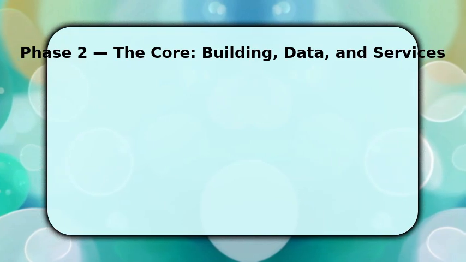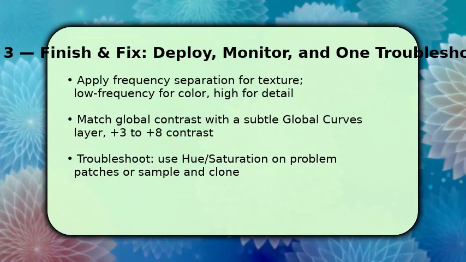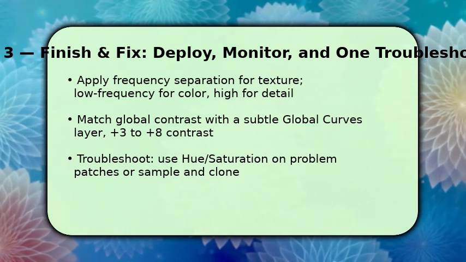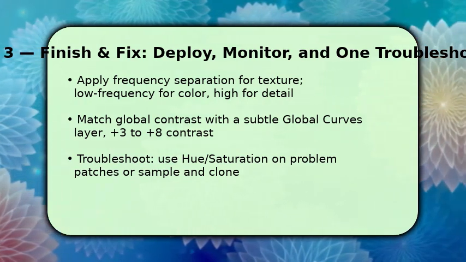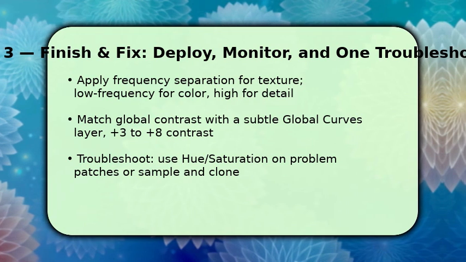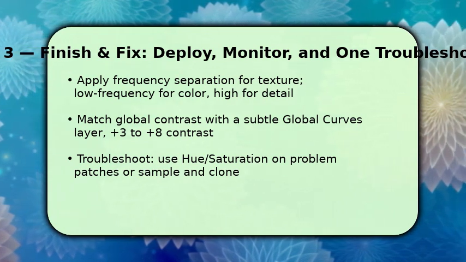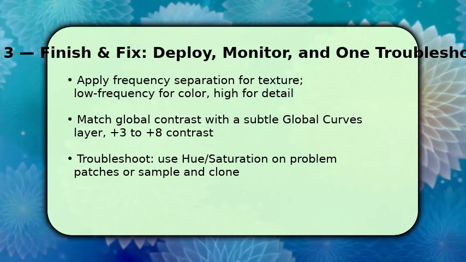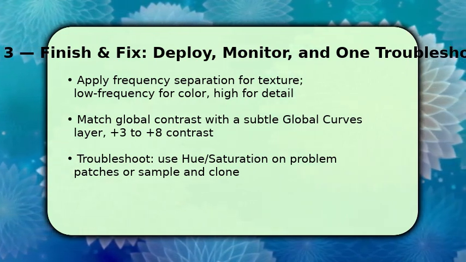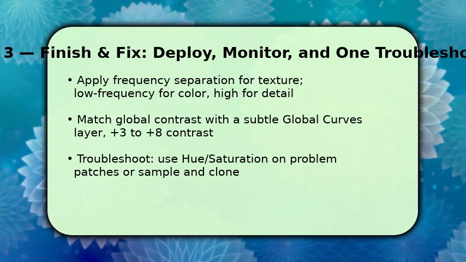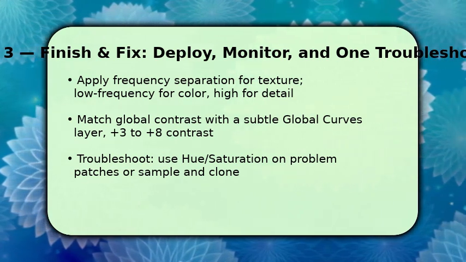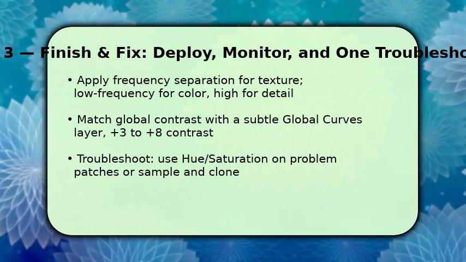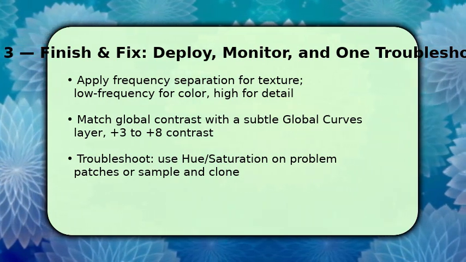You complete the edit with texture and global polish. Use frequency separation. Low frequency layer for color blending and high frequency for skin detail and pores, so tone adjustments stay natural. Then add a subtle global curves layer to adjust overall contrast by about +3 to +8 for punch while preserving skin. If a patch shifts unnatural, isolate it with hue/saturation or sample nearby skin and clone with low opacity. If things still look off, step back, lower adjustment strength.